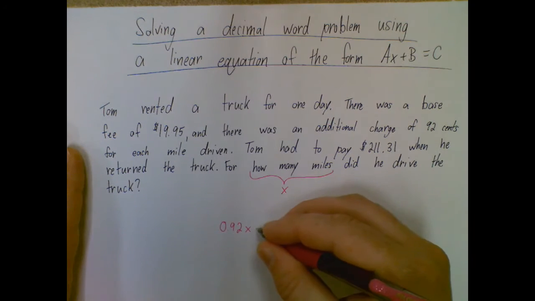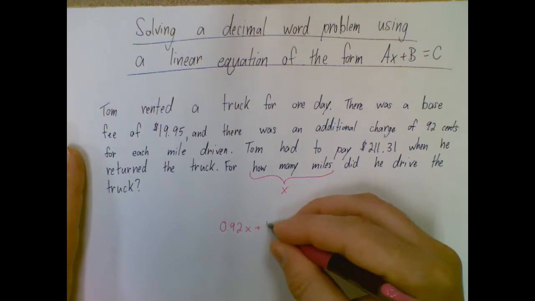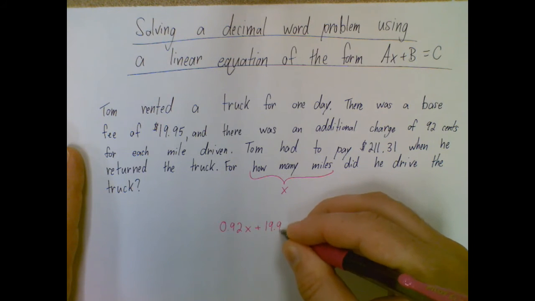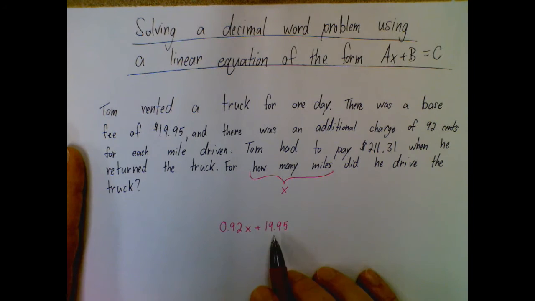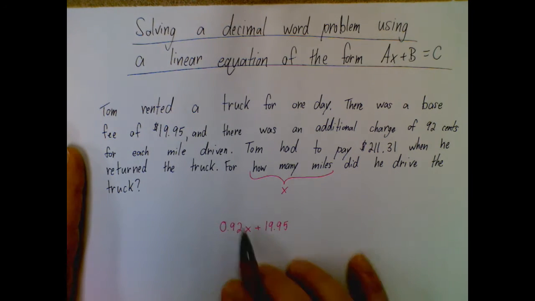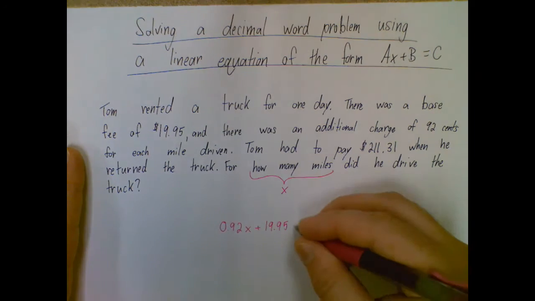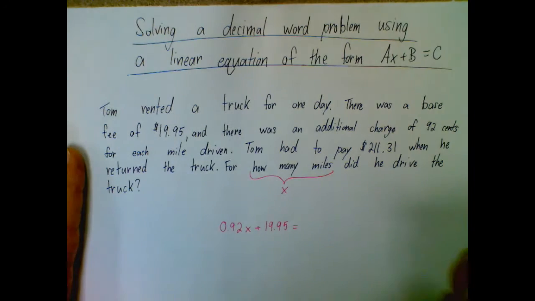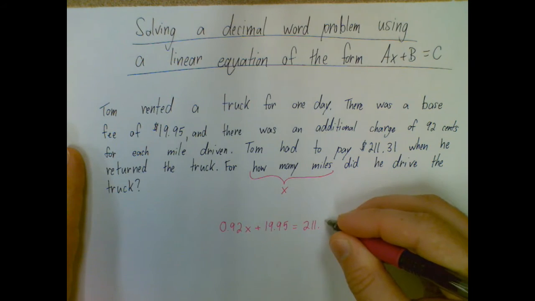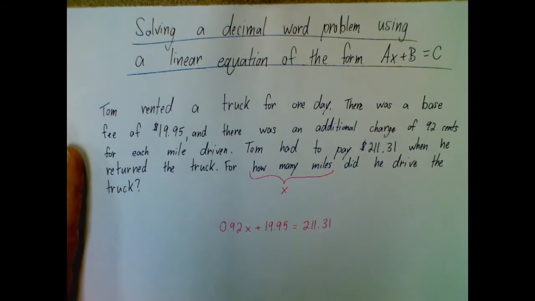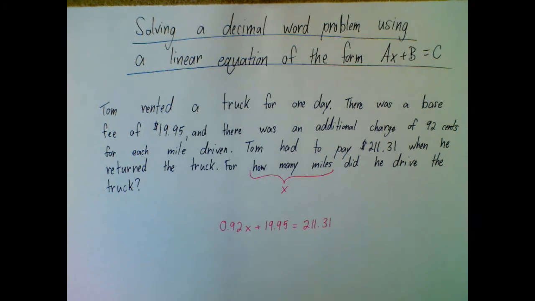And I'm going to add that $19.95 on there because that's going to be how much I'm getting charged. This up front and then this depending on how much I drive. And, well, Tom, not me, I suppose. And then my total is $211.31, since that's what he paid. So we need to figure out what's going on here.